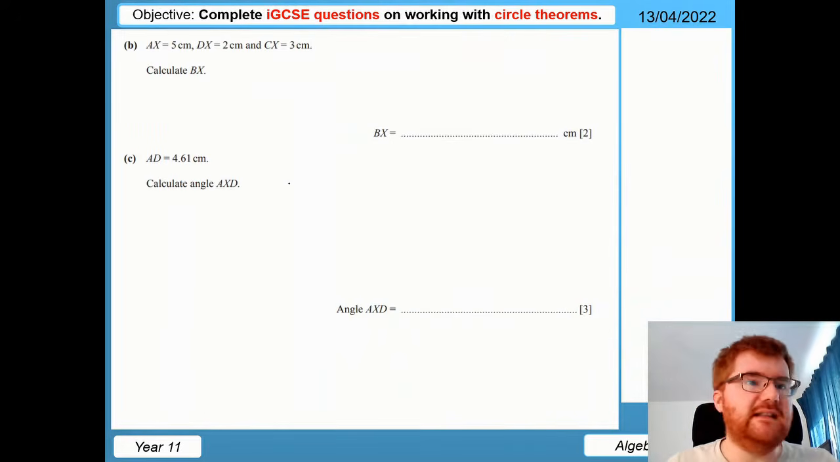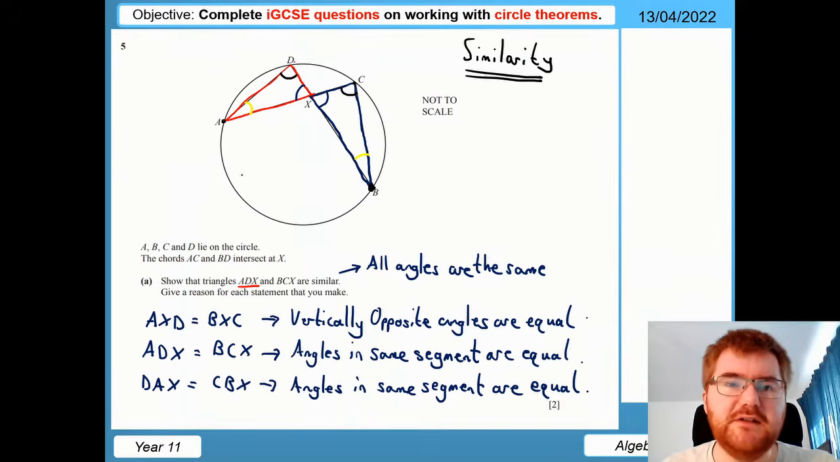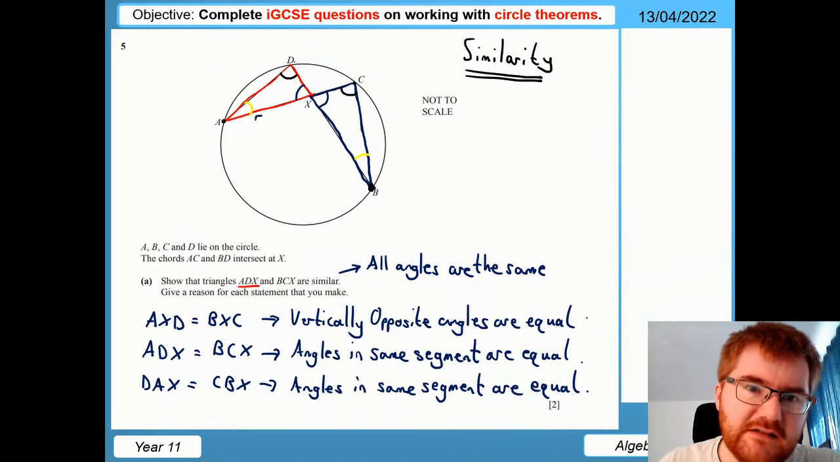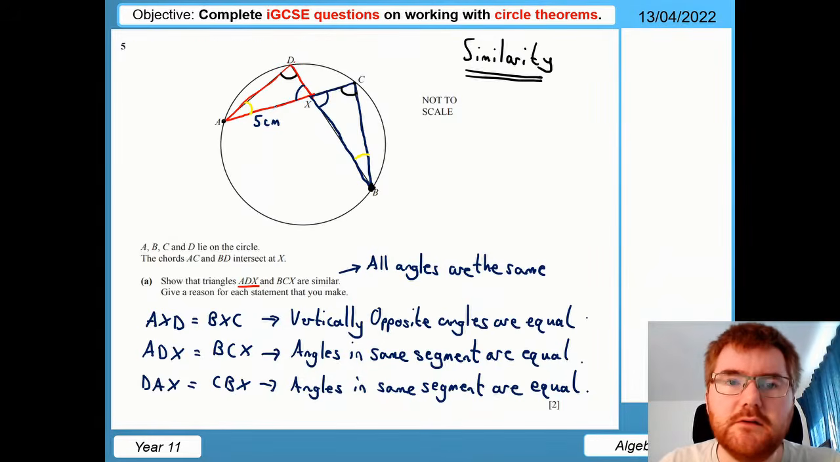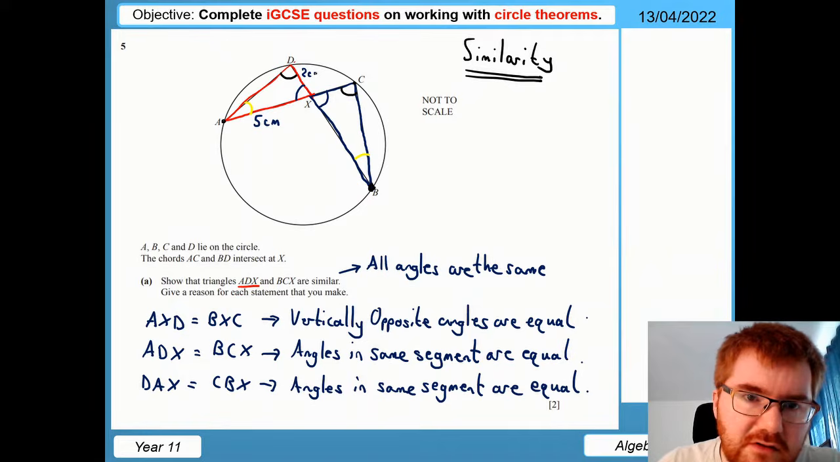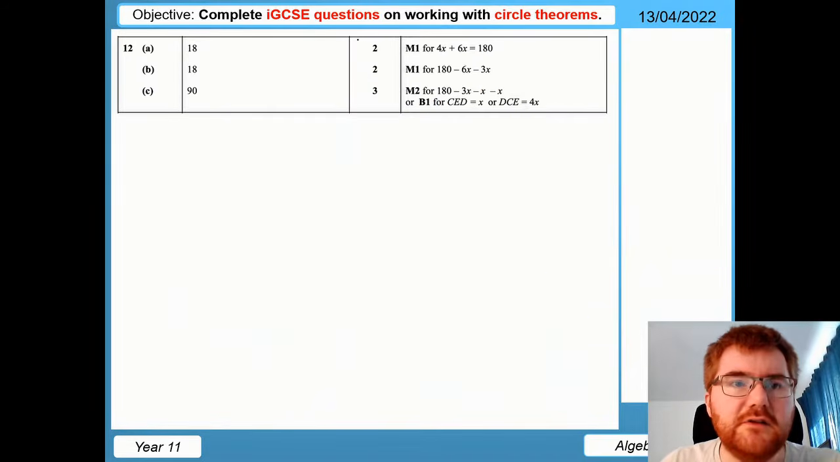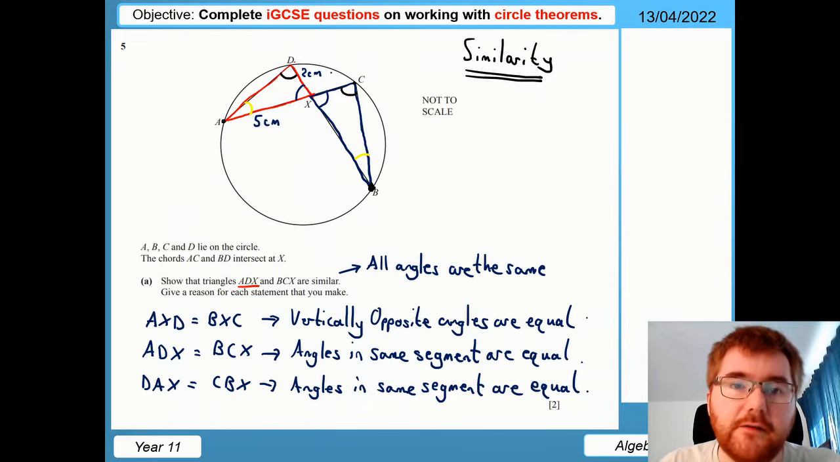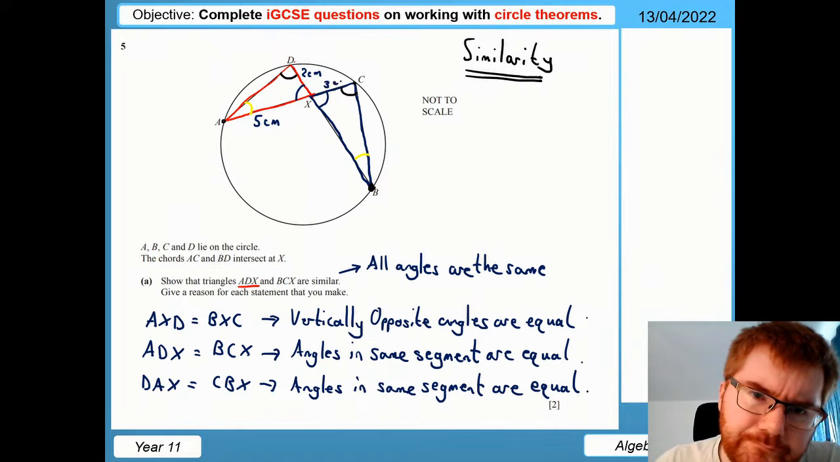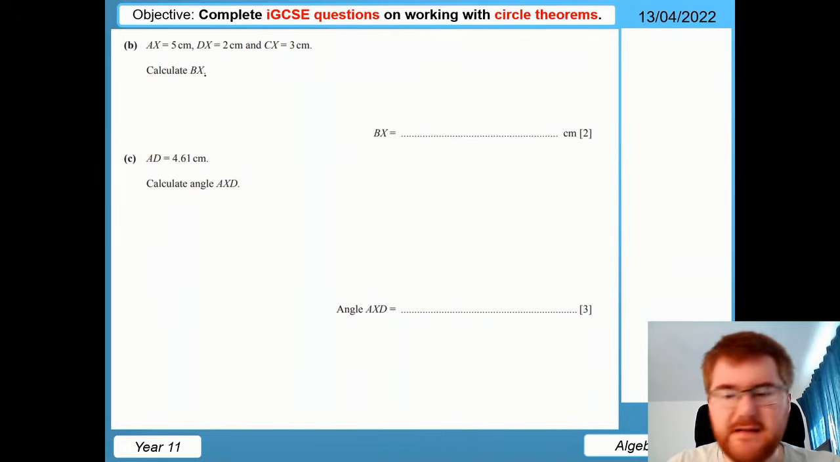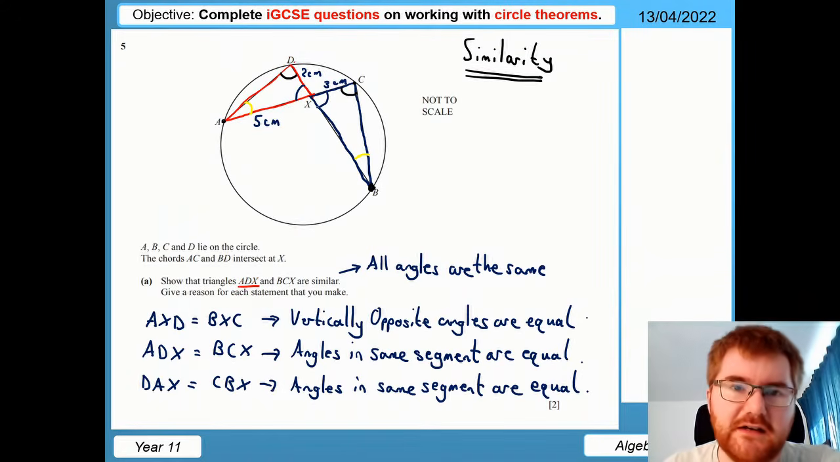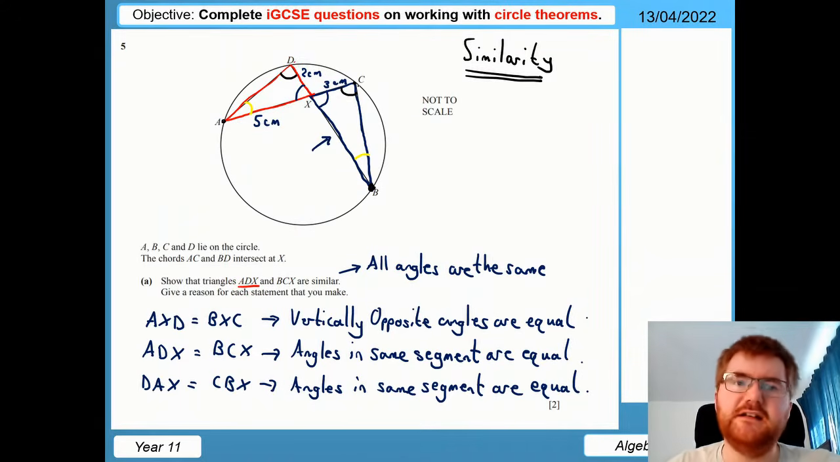So now we're told some lengths. AX is 5 centimeters, so let's pop some of this in. So this is 5 centimeters. DX is 2 centimeters, this is 2. And what's the last one? CX is 3. Okay, that's important. Okay, and now we need to find out a random side probably. BX, yeah, there we are. There's our random side. So we want to find this side.